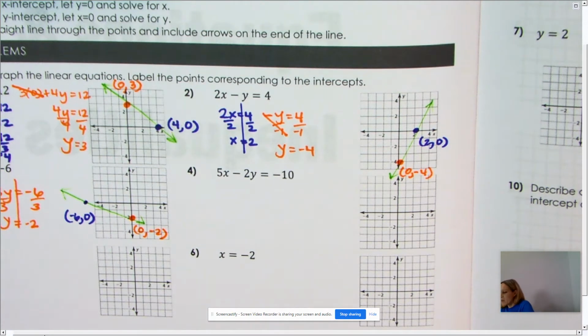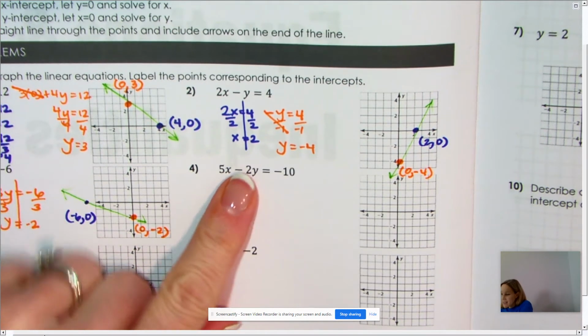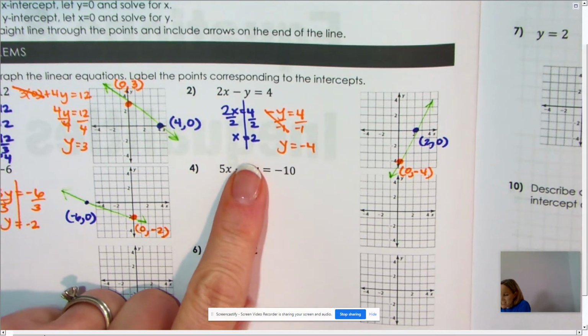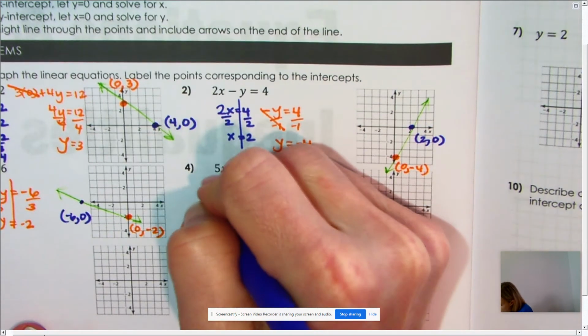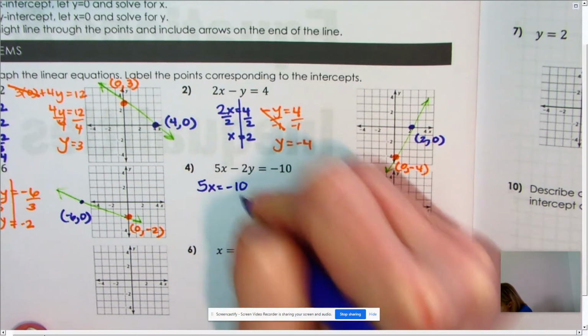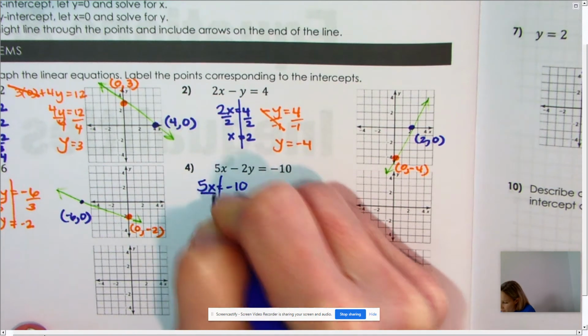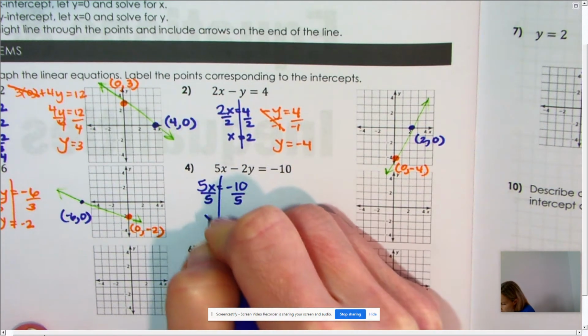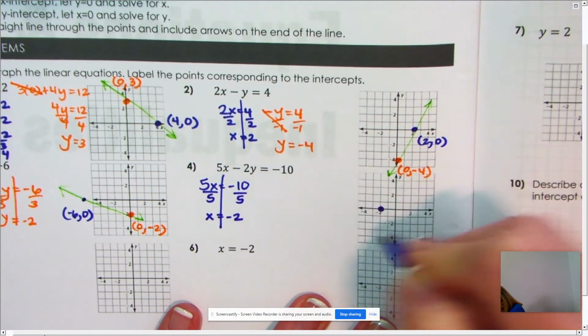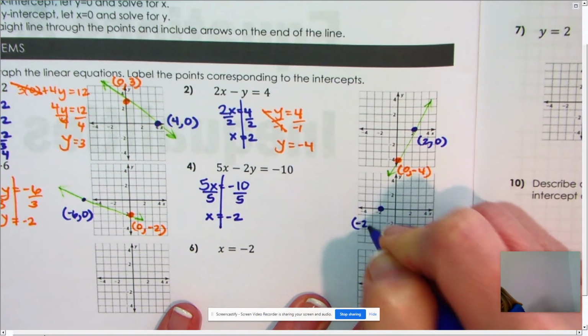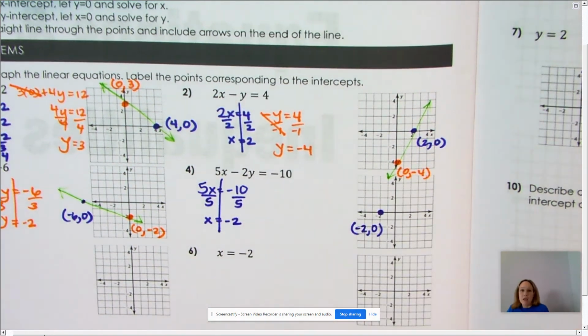If I plug in 0 for y, essentially that goes away. So what we're left with is 5x equals -10. So I'm going to write that. 5x equals -10 when the value of y is 0. So divide by 5 on both sides, so we get x equals -2. I'm going to graph that one, x equals -2. The coordinates for that would be go backwards 2, go up 0.